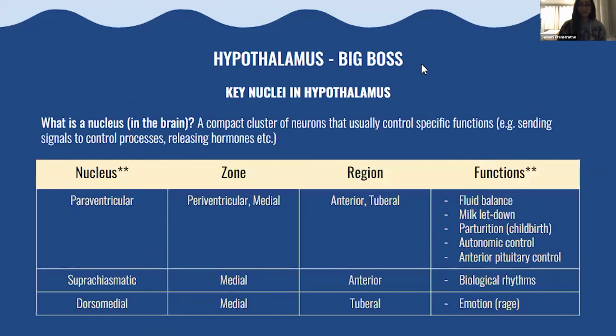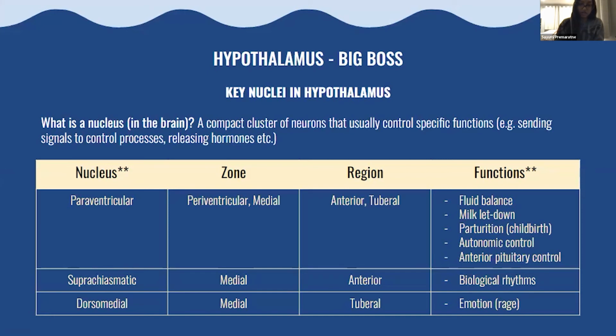So there's 3 main nuclei that you should be aware of in the hypothalamus. The word nucleus is used in a lot of different ways in med. When we're talking about a nucleus in the brain, it's just referring to a collection of neurons in your brain, and they're usually responsible for certain functions. They could be sending certain signals in response to certain inputs the hypothalamus gets, or releasing certain hormones or stuff like that. So there's 3 main ones.